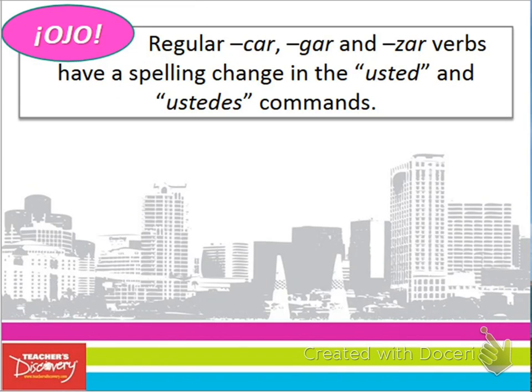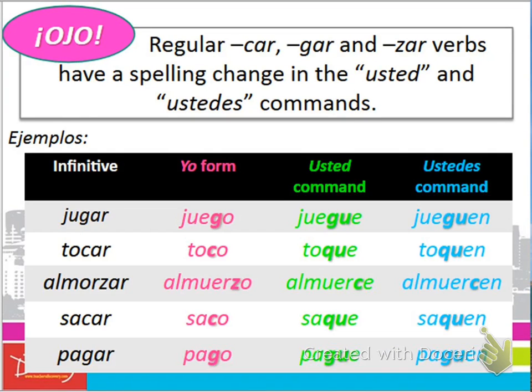Okay. What happens with cargar verbs? Do they change in the present tense? Nope. They change in the preterite. Now, technically, you can still go to the present tense yo form of the verbs, but remember that for cargar verbs, we're going to need those special endings. For CAR verbs, it's going to be QUE, GAR verbs, GUE, and ZAR verbs, CE.